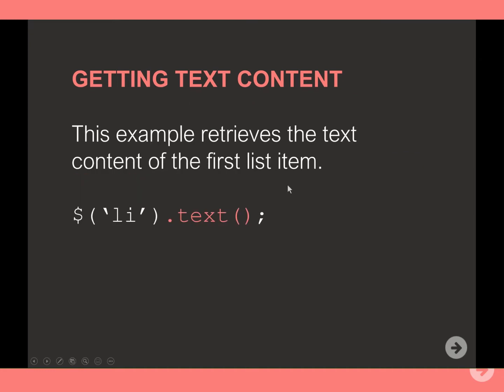For example, for this one, we only retrieve the text content of the first list item. I think this one is something wrong. In fact, it will get all of them. I will correct this one: get the text content of all the list items. Later you will see an example. So we need to correct this one; this is all the list items. That's also the difference between .html and .text. Okay, let's look at the examples.